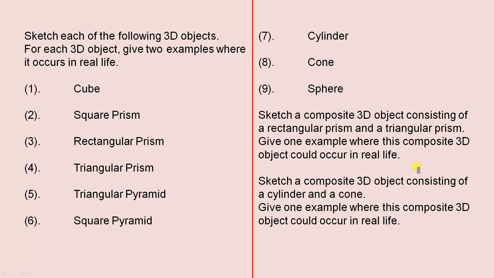Over here it's very similar. We're going to sketch a 3D object consisting of a cylinder and a cone. This is a really interesting one, and it'll get you to do a little bit of thinking, so you've got to be quite creative. So join a cylinder and a cone together and give 1 example where this composite 3D object could occur in real life.